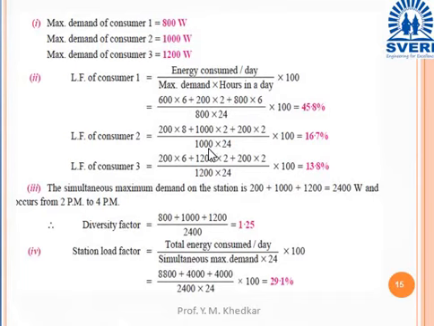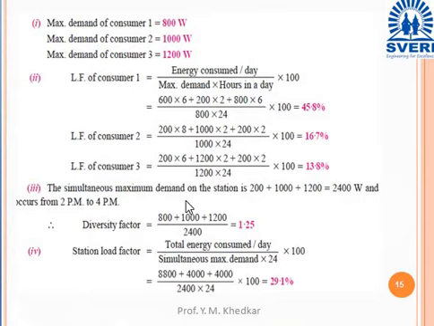1000 is the maximum demand of consumer number 2 in 24 hours. So, that load factor will be 16.7%. And for consumer number 3, 200 watt for 6 hours, 1200 watts for 2 hours and 200 watts for 2 hours, divided by 1200 as the maximum demand and 24 hours, we will get 13.8% of the load factor.